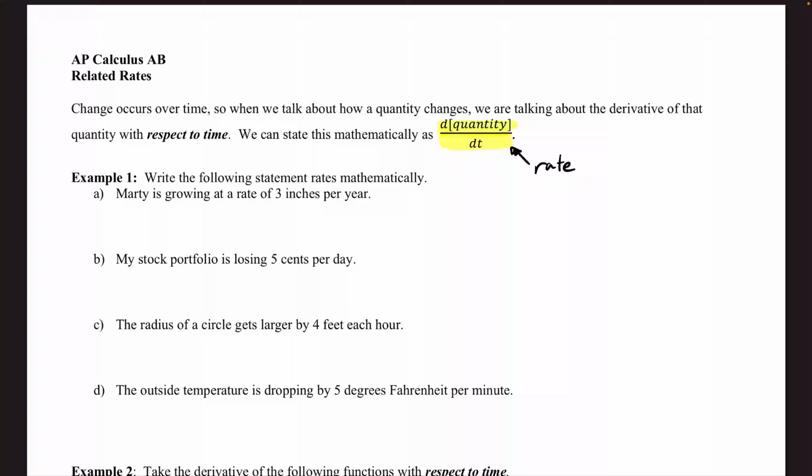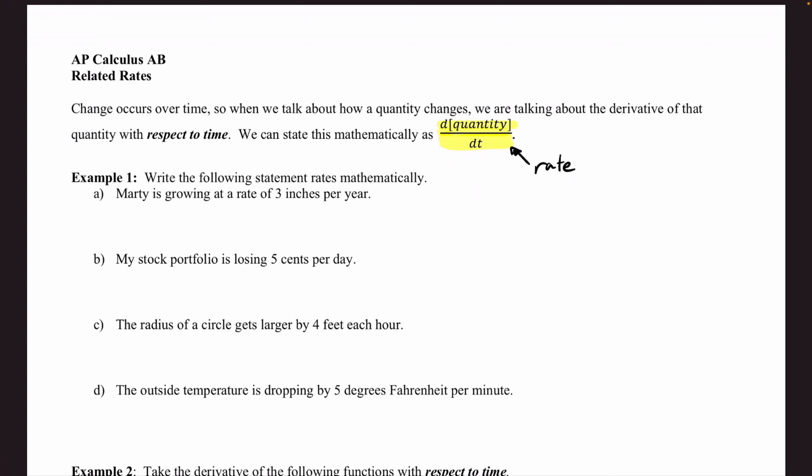Okay, so today we're starting related rates. The rates part makes sense because it's derivatives, right? We're talking about derivatives, and derivatives are slopes, which is the same thing as a rate. Okay, where does the related part come in? We'll talk about that today. That's part of what we're going to do.